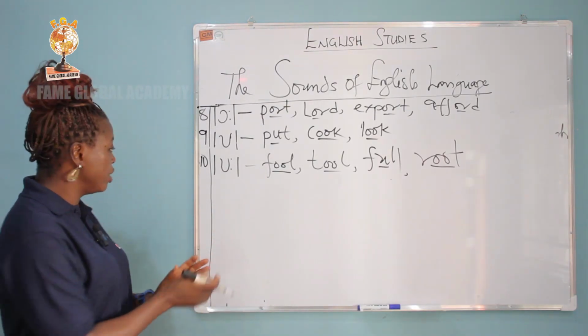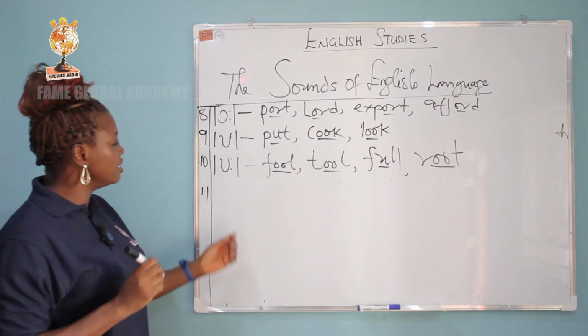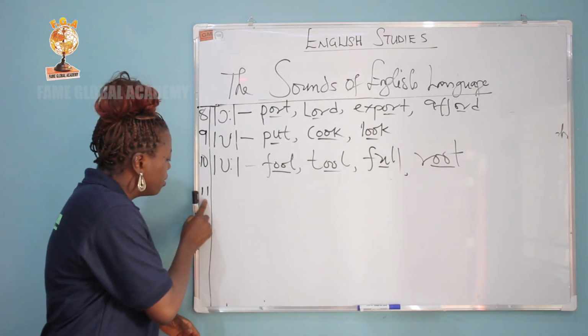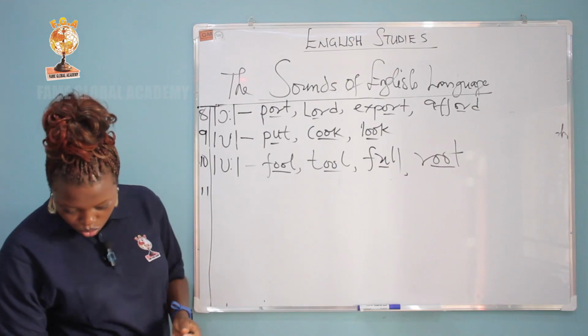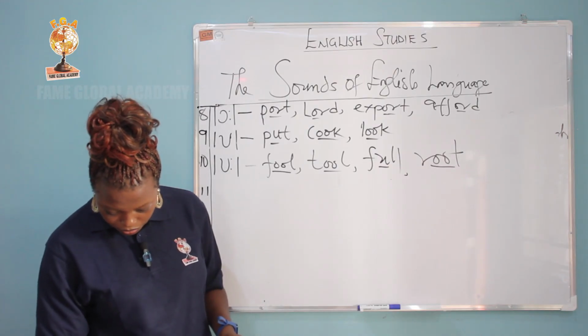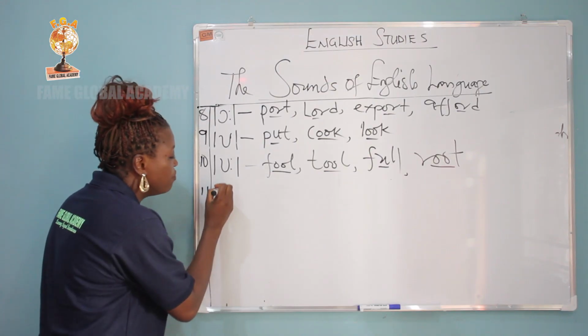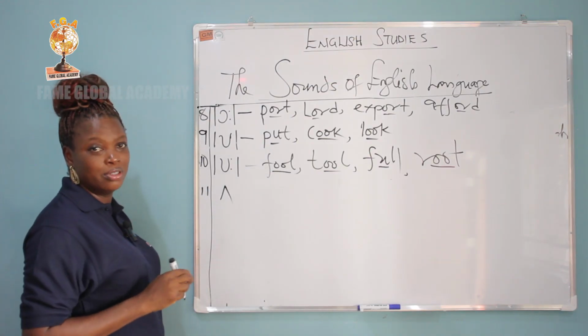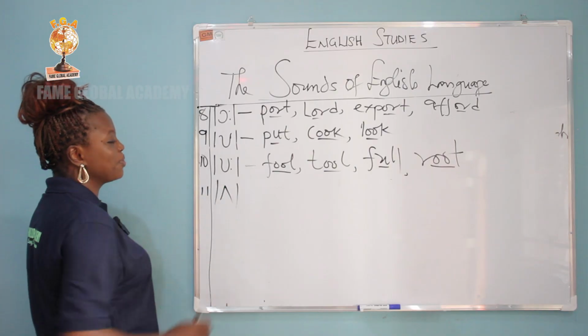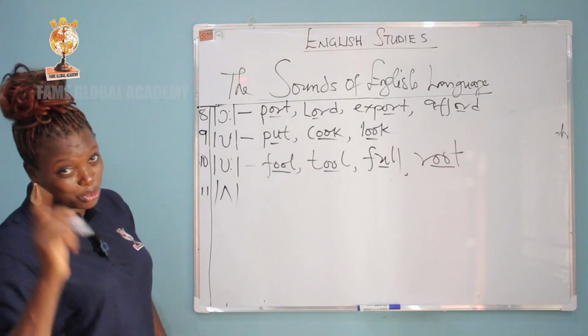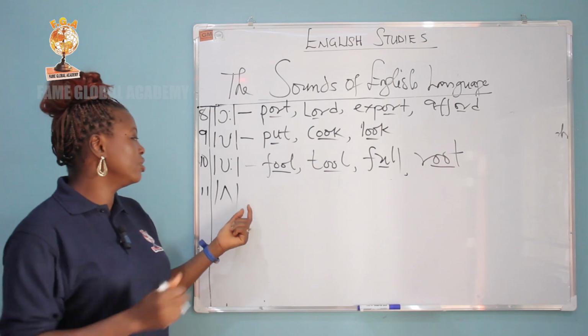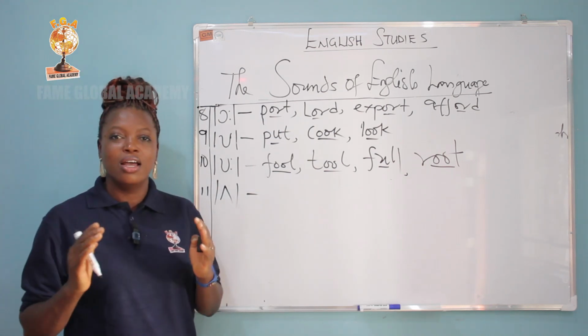So the next one we're going to is number 11 vowel sound, which is the V turned upside down. The V turned upside down vowel. That's what we call it. I always call it that in school. Now this is the A.